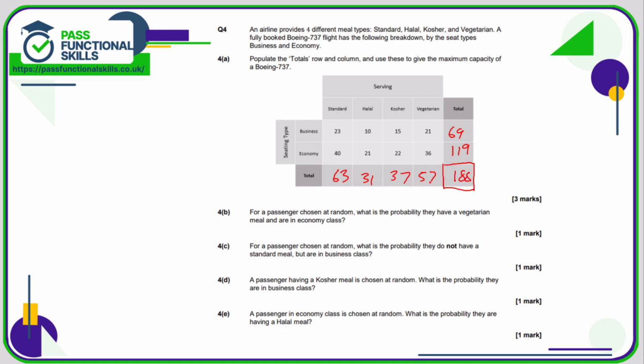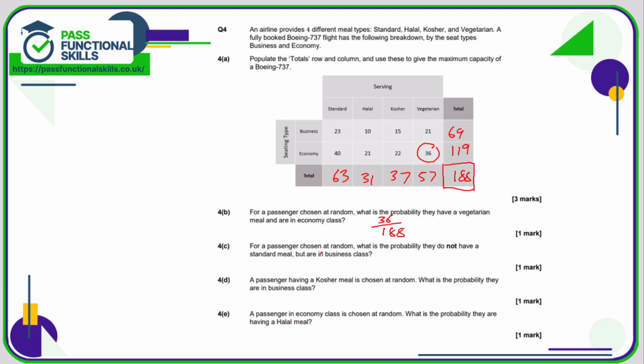188, and it is. So for a passenger chosen at random, so out of the 188, what is the probability that they're vegetarian and in economy? So vegetarian and economy is 36. So that's 36 out of 188. You can simplify that, but I believe this answer is acceptable.